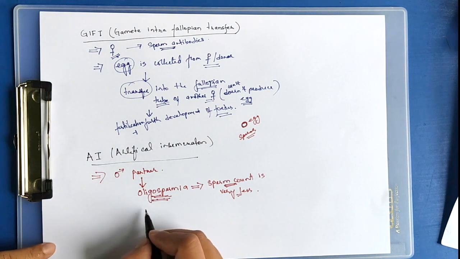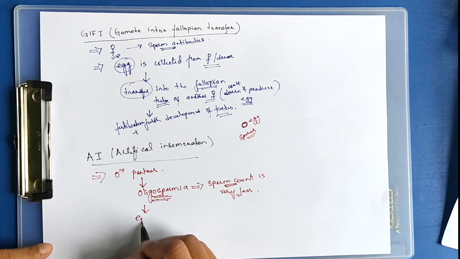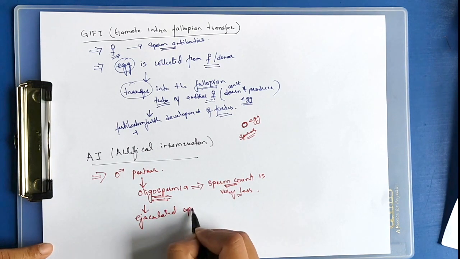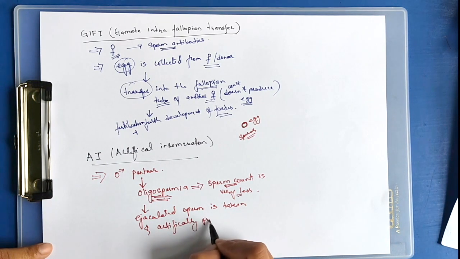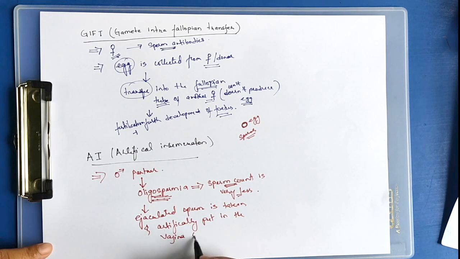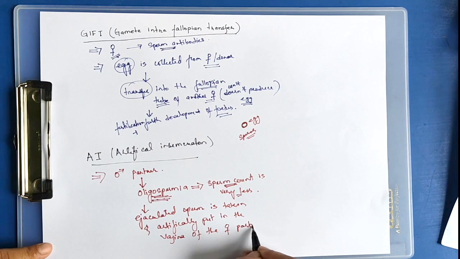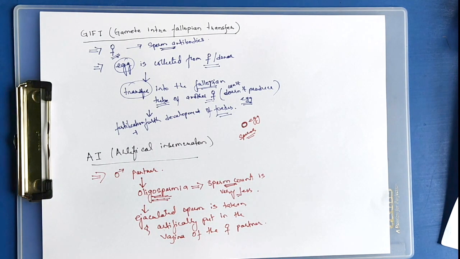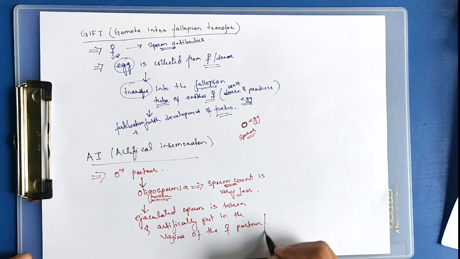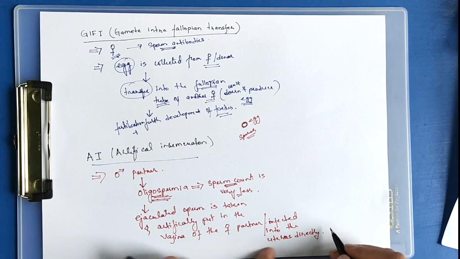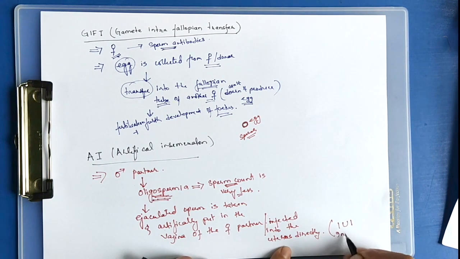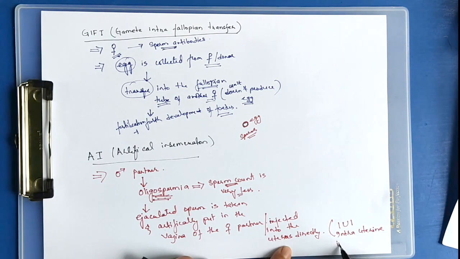In this situation, the ejaculated sperm is taken and artificially put in the vagina of the female partner, or it is injected directly into the uterus. It is known as IUI, which is intrauterine insemination.